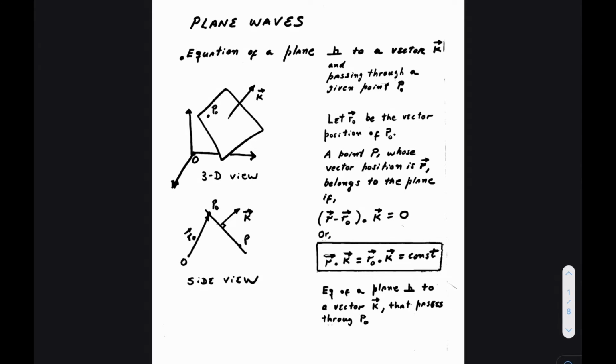And if we rearrange this, we get that the dot product of R with k is equal to the dot product of R0 with k, which is a constant. That means for any point on this plane, this equation holds. So this is the equation for a plane which is perpendicular to the vector k and that passes through a given point P0.